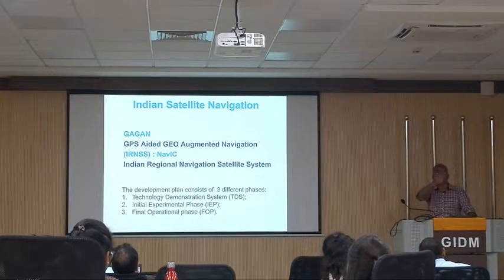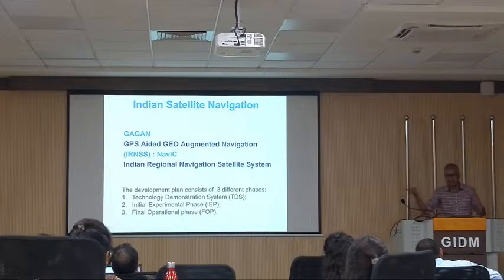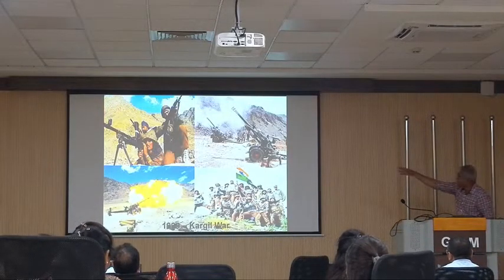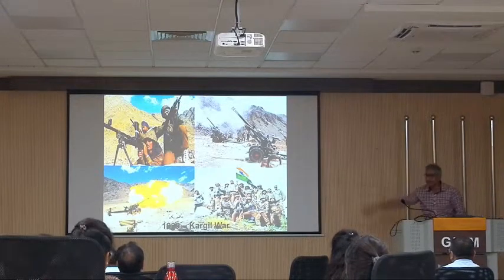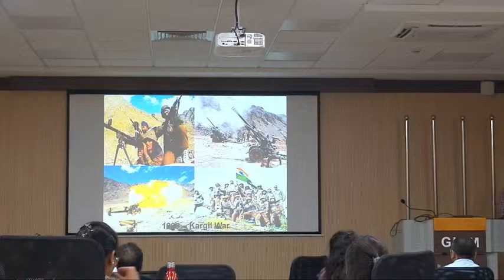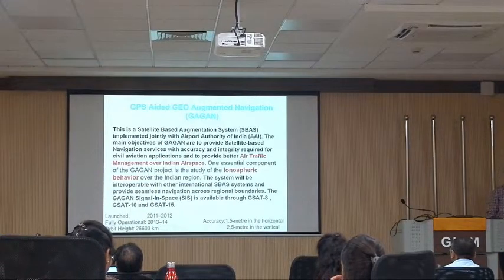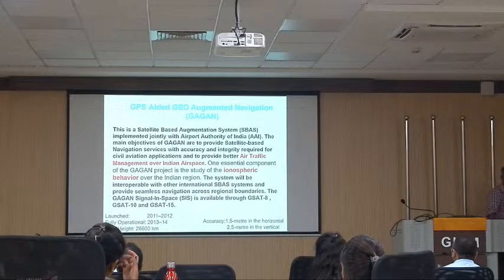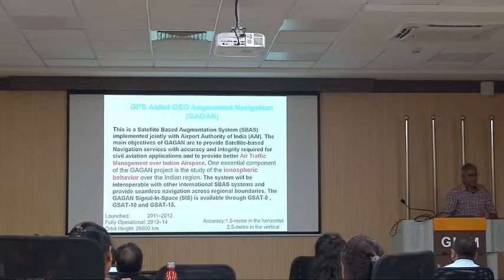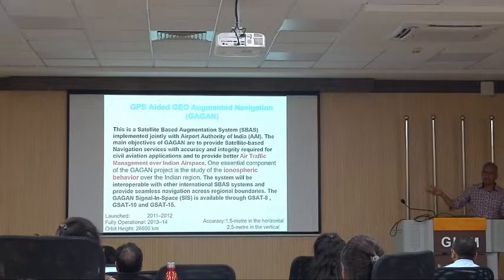It was the Tiger Hill. I just remember that. I've even got a few pictures of it. We were on the lower side, and the enemies on the higher side, and we still won the war. Anyhow, GAGAN is a satellite-based, GPS-aided geo-augmented navigation system. It was primarily meant for air traffic management earlier, and we had 3 satellites at that time: GSAT 8, 10, and 15.